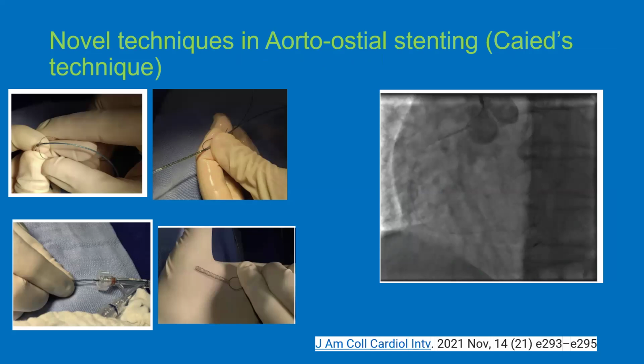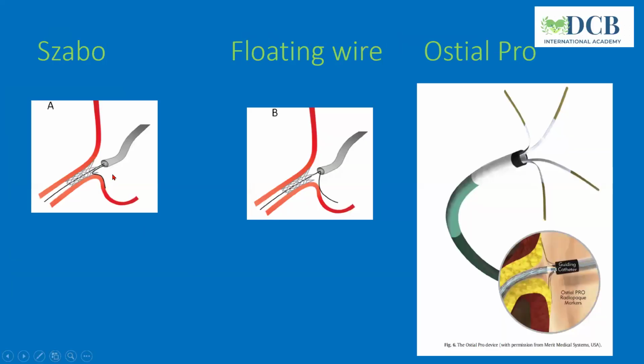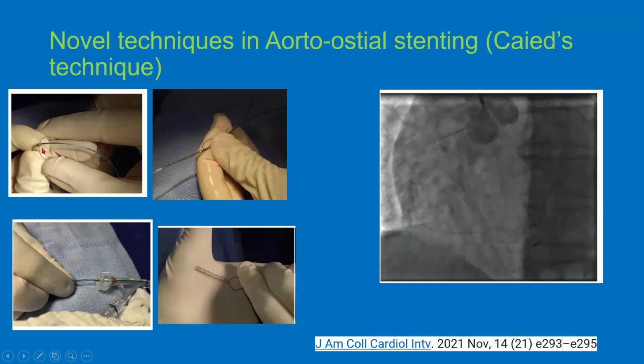So this is one more novel technique in aorto-ostial stenting described by Kate a couple of years ago, published in JACC Interventions. Basically, this is something like a modified Sabo technique. In the Sabo technique, we just pass through only one side of the proximal struts. So what he did was basically the same technique.